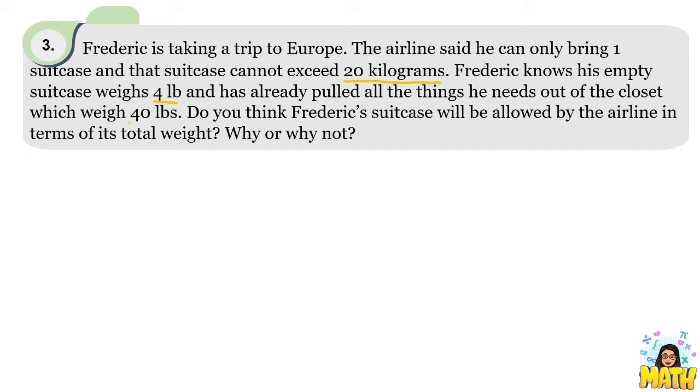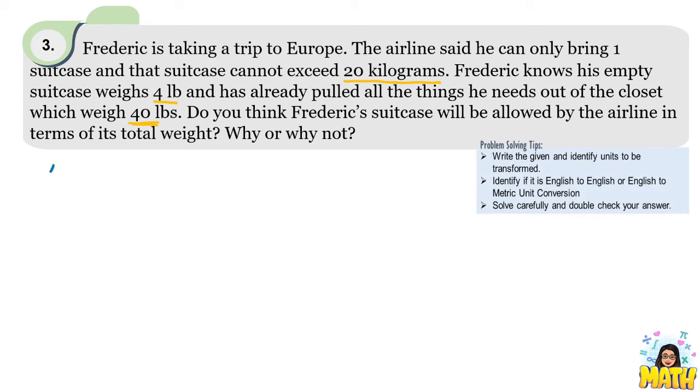At maglalagay siya dito ng 40 pounds na gamit. So kung ititimbang natin, papayagan kaya siya ng airline given the weight of his suitcase? Let's see. Again, based on the given, we have 4 pounds and 40 pounds. So, syempre, ito yung suitcase na walang laman plus yung laman niya. That will be a total of 44 pounds.